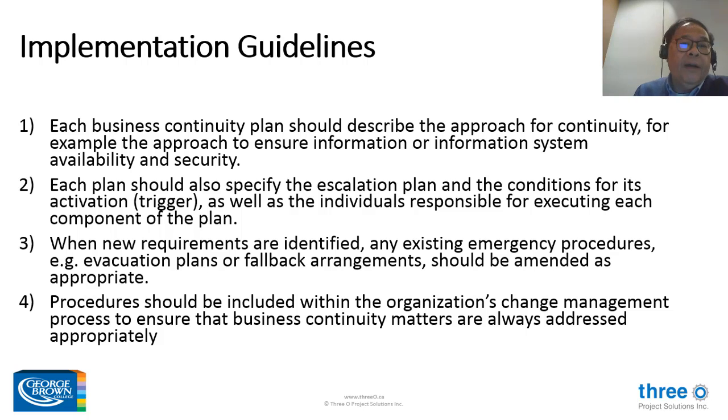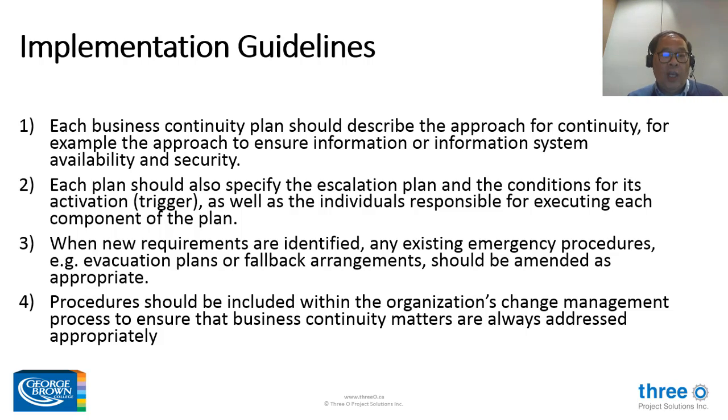Okay, so these are some of the implementation guidelines, and each plan should describe the approach for continuity. So you describe some of the background, some of the context, and each plan should also have an escalation plan, a trigger: under what circumstances this call tree should be executed, who should be notified, and so on. In emergency procedures, you want to have evacuation plans and fallback arrangements, and you need to update them as well if there are any new requirements. And point four, it's good.